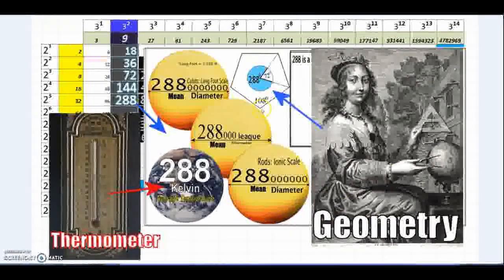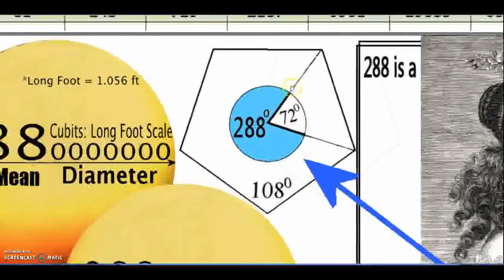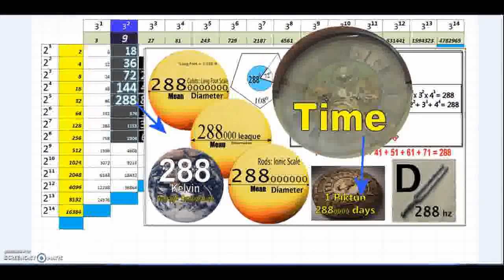Now also in geometry, in a pentagon, 72 degrees at the central angle, but therefore 288 on the outside. So we also get a nice connection to the golden number. But also to time, so you get the Mayan calendar, the Pictun, 2,880,000 days is one of those at 288. So it's a reference to time, measurement, also in music, D at 288 hertz.